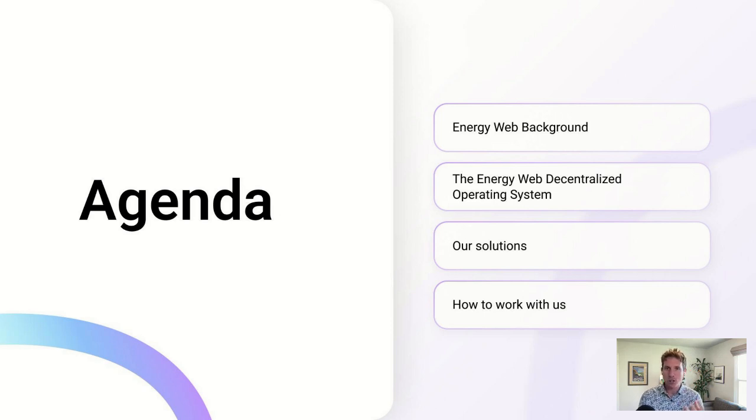We have two core solution areas in Energy Web. One is called Green Proofs, and the other is called Digital Spine. And these are the areas in which the product, Energy Web Decentralized Operating System, is being applied. So we're going to briefly describe those.